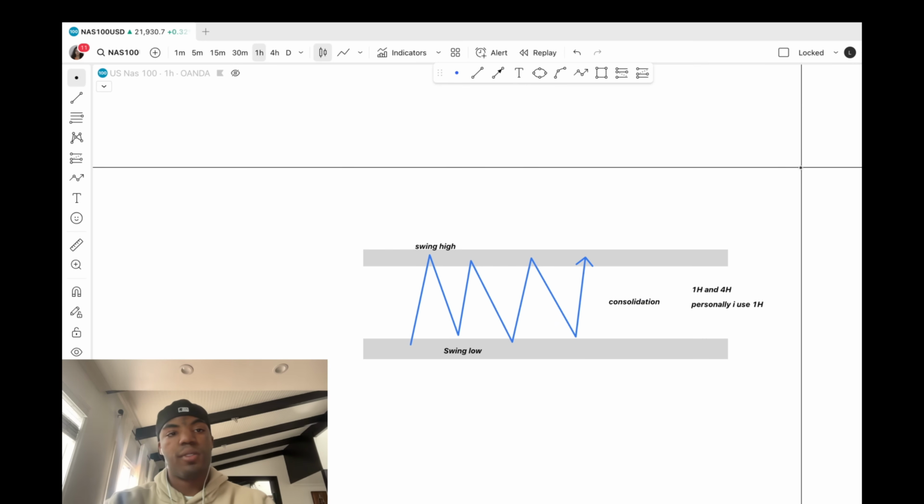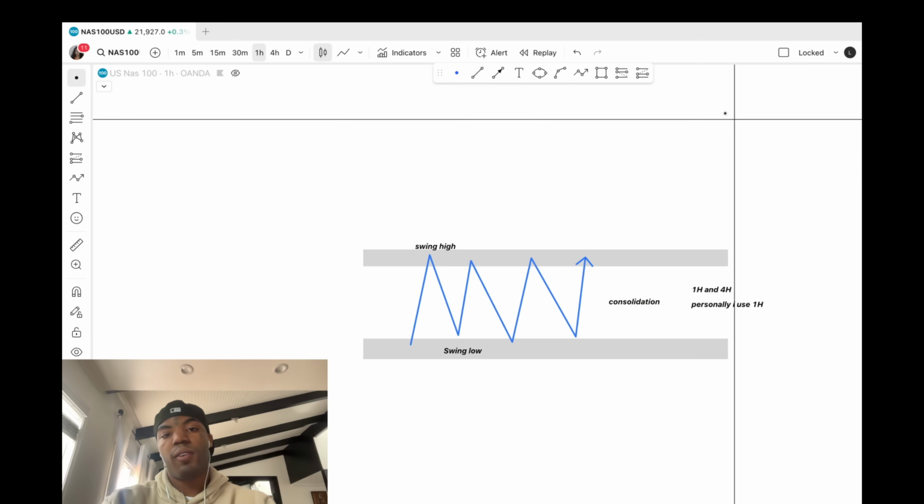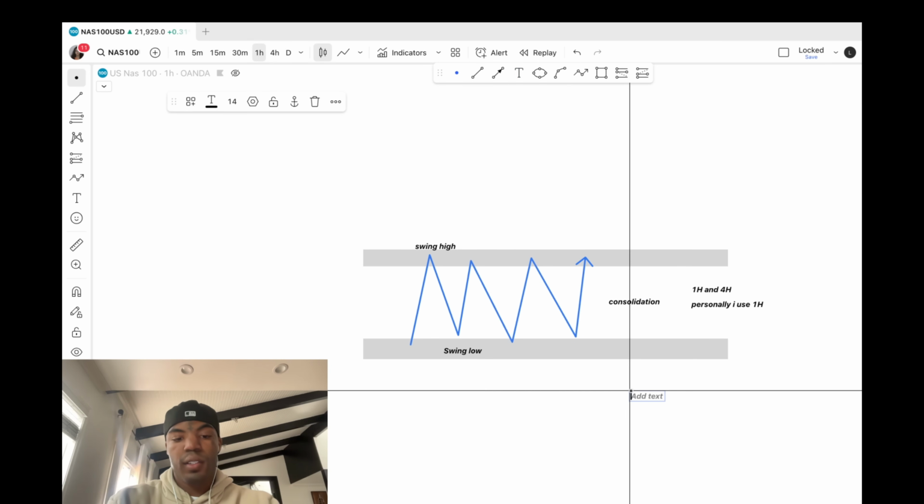There are times where I can use the 4 hour time frame to go into the markets and be like, okay, price is going to do this long term. So normally the 4 hour I use for long term swings.